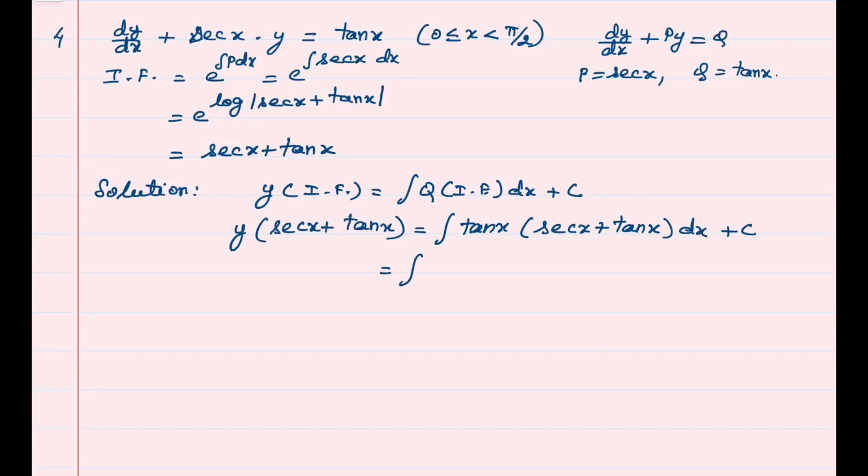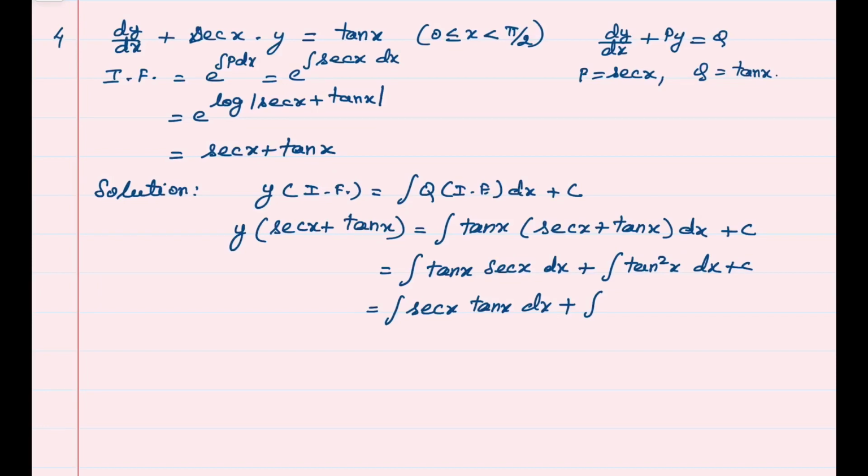We will distribute this tan x. It is integral tan x secant x dx plus integral tan square x dx plus c. We have direct integration formula for secant x tan x, but we don't have for tan square. We will change tan square as secant square x minus 1 identity, because we have direct integration formula for secant square x.